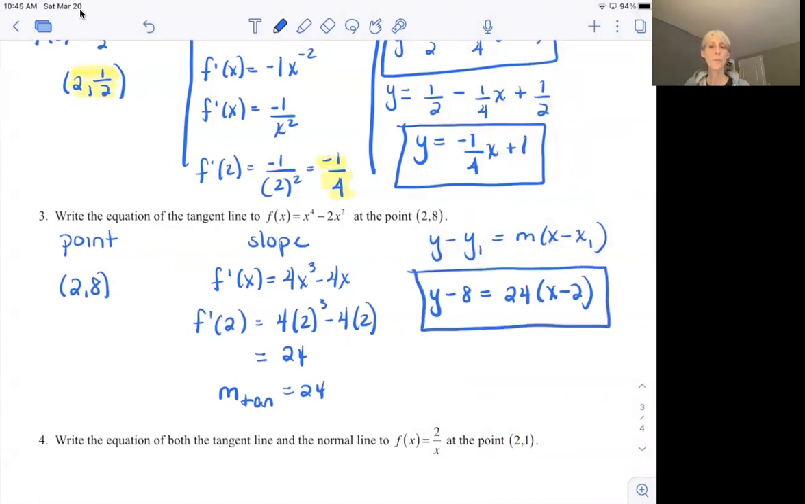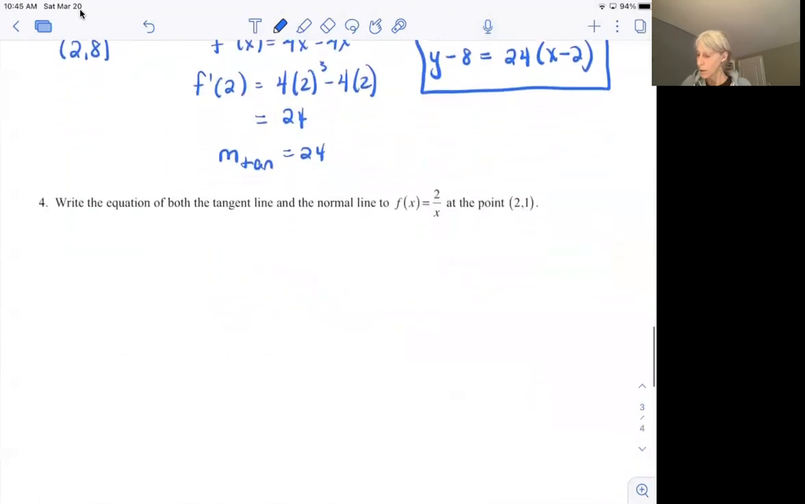I'm just going to leave them alone. I'm not going to rewrite. Write the equation of both the tangent and the normal line.